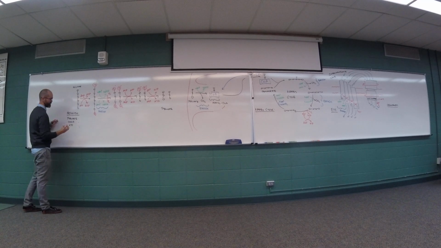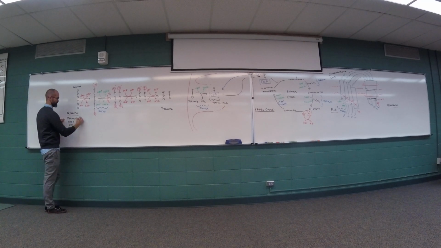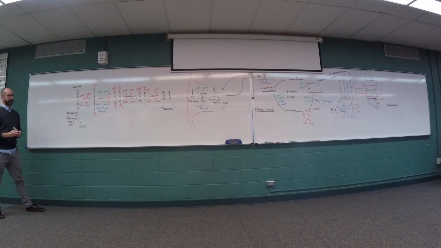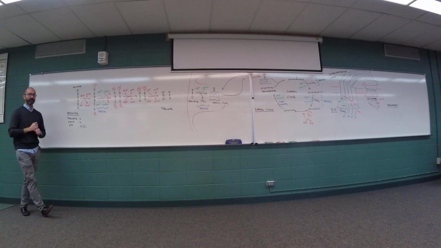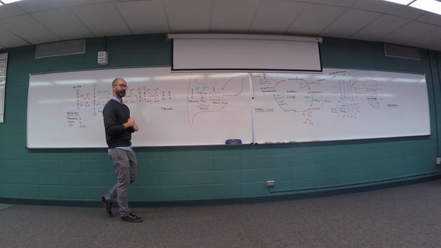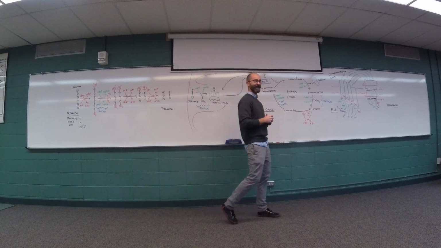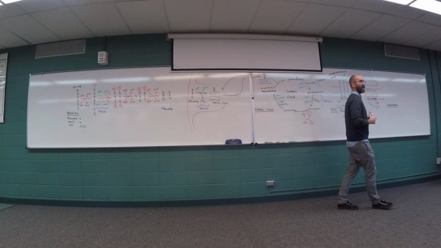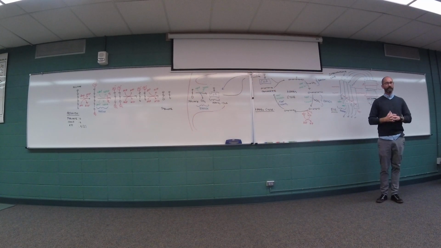How many of each of those do we make? Pyruvate? 2. NADH? 2. And ATP? We make 4, but we only get 2, right? Perfect. And how much of that ATP did we make via oxidative phosphorylation? None. All of the ATP was made by substrate level phosphorylation.